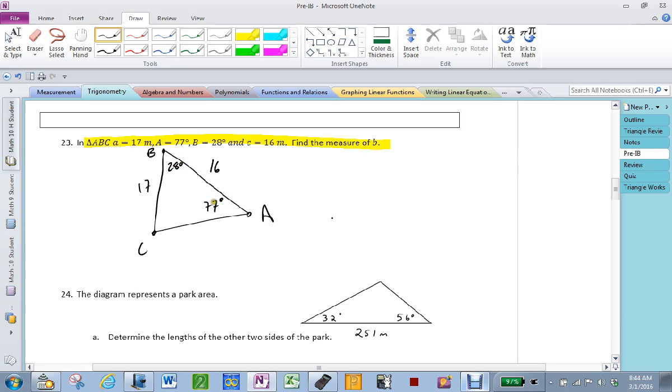Since this is 77, and this is 17, and this is 16, then what do I know about this angle? Do I know this angle? Sure I do. How many degrees are in a triangle, Kale? 180. How much do I have? Uh-oh, addition. Out come the calculators. Is the angle C 75? Yeah?